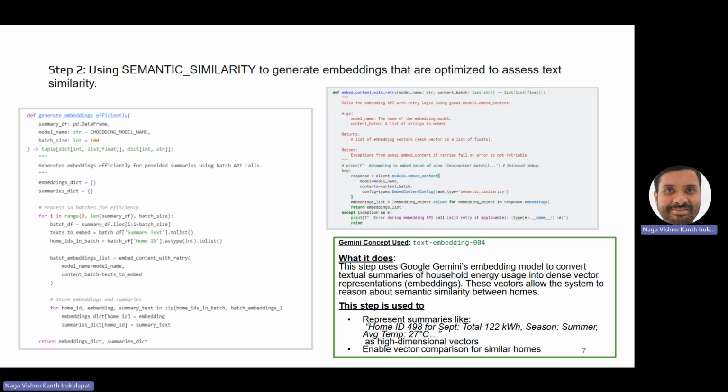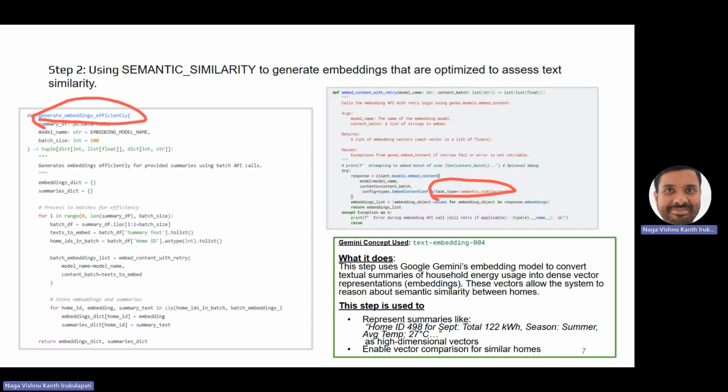Then this input of monthly summaries is given to the second step, which uses Gemini's embedding models. Here you see a function called generate embeddings efficiently. This function converts the textual summaries of household energy usage into dense vector representations, which are embeddings. These vectors allow the system to reason with semantic similarity. This is the semantic similarity task type that we have used in this particular one, which is a really important one. Through these semantic similarities and embeddings, we can turn the summaries into vector fingerprints, which are ready for comparison.